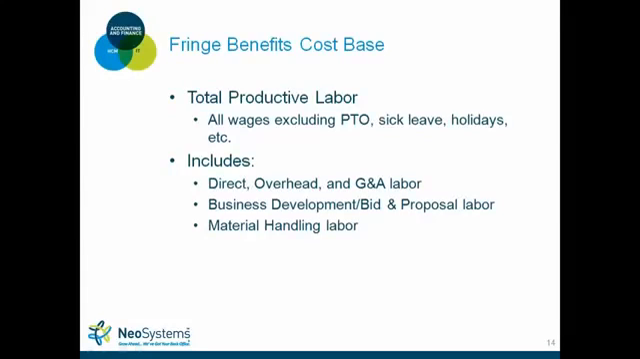So the fringe benefits cost base, which is really a definition of all your total labor. So all wages, excluding the PTO, sick leave, holidays, because that's actually part of your cost pool. So this includes direct labor, all your overhead labor, and your G&A labor. Fringe also gets loaded on top of your business development, your B&P, and if you have independent research type contracts, it'll also get loaded on top of that labor, and any other material handling labor if you have materials or a rate such as that.